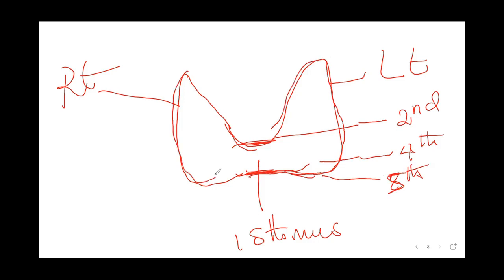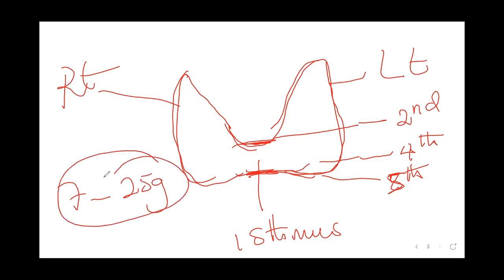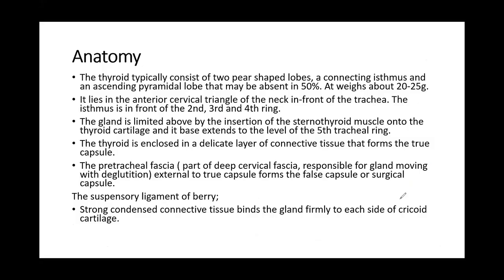Now you should know the size. The normal size of the gland is 7 to 25 grams, but in Caucasians it is slightly bigger than in Africans or Afro-Americans. In the Caucasian, the normal size is about 20 to 25 grams. You can see in the blacks, it can go as small as 7 grams.